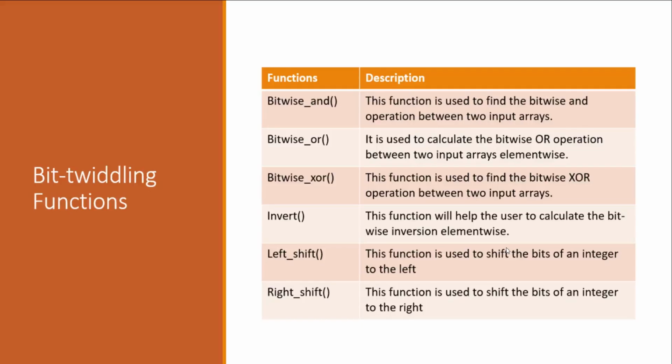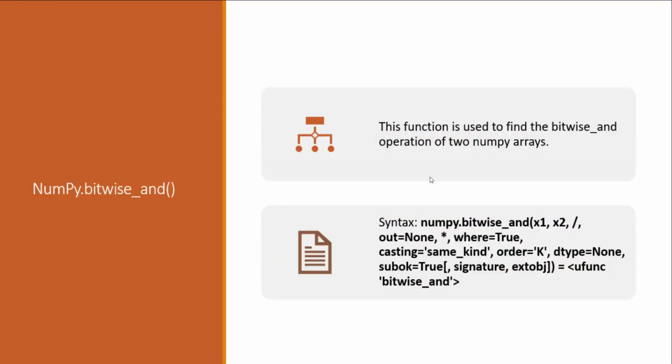Now we will discuss our next universal functions, that is the bit twiddling functions. Let us briefly understand these functions. Our first function is the numpy.bitwise_and operation. This function is used to find the bitwise AND of two numpy arrays, and it will check the condition. If both values are 1, then the output will always be 1. If the first input value is 1 and the second input value is 0, then it will return 0.